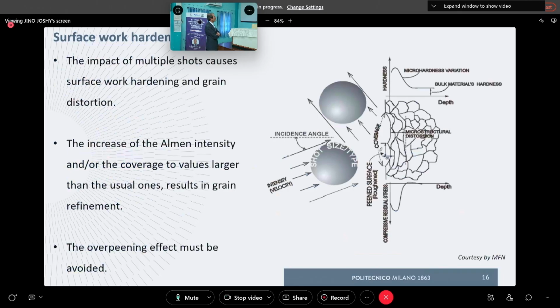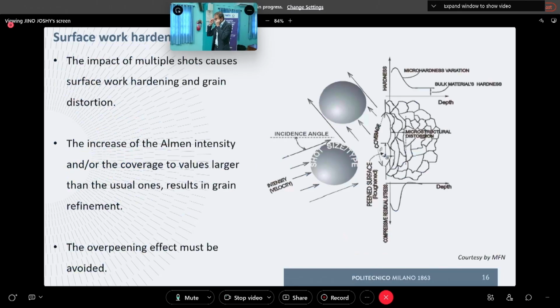So, about surface work hardening, this is the second effect. The impact of multiple shots causes surface work hardening and grain distortion. If we are considering even severe parameters, we can also induce grain refinement and recrystallization. Okay, and this can be obtained by using more severe Almen intensity values or coverage values.